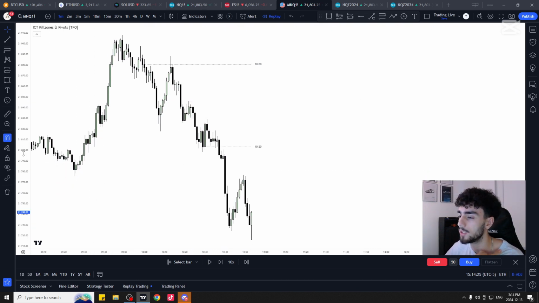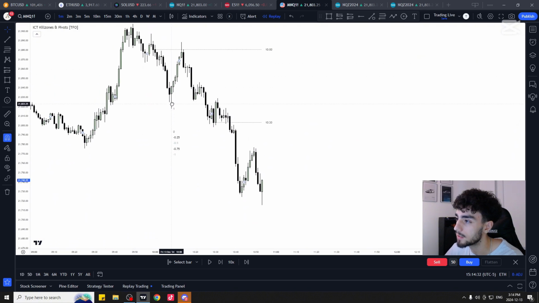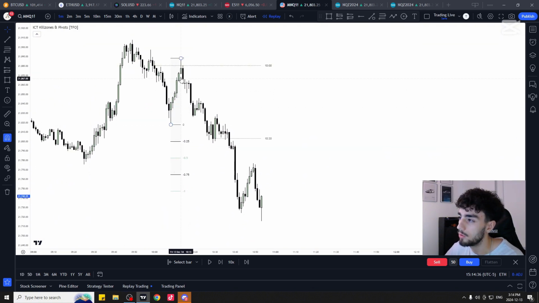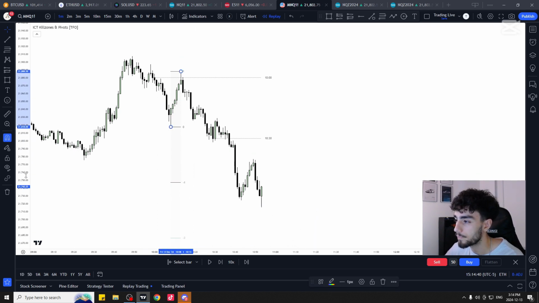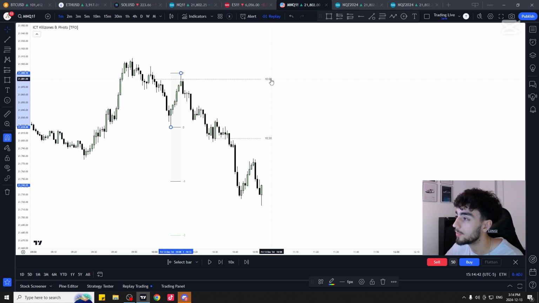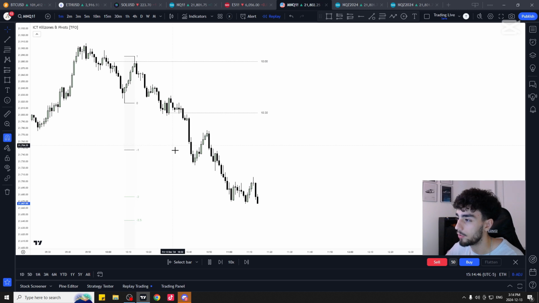And again, you can distribute your projections here. So your last manipulation leg. Now, in this case, I will show you guys something very interesting. This is your last low to high, right? Your last low to high of the manipulation from 10 a.m., right? Let's see where this goes. -1 right there.